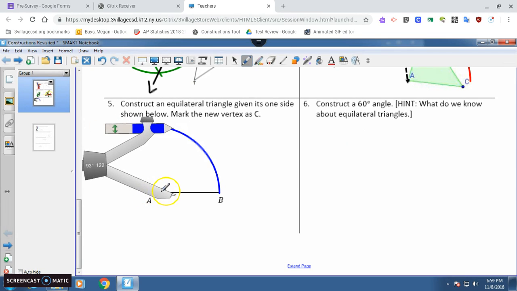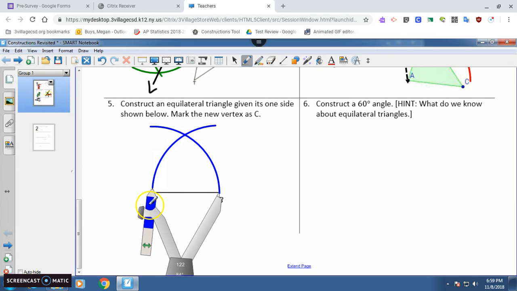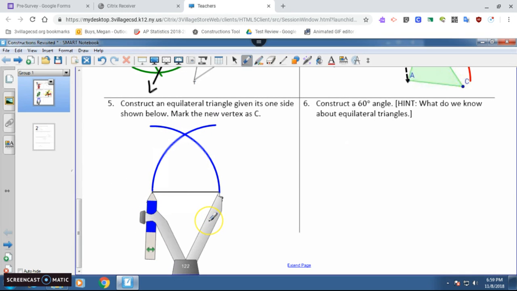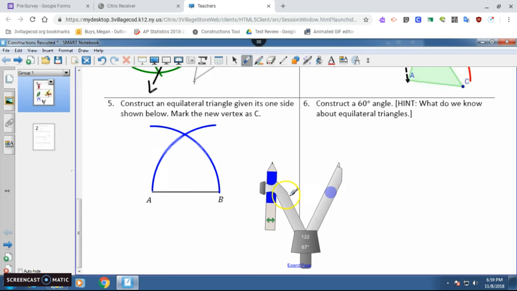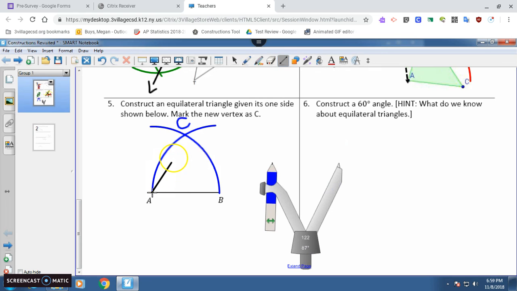Without changing the length, I want to go right over, clear piece at B this time. When I make this arc, you'll notice that it will connect all the way back to A because it's the same distance in between. And that means this point of intersection, that's the vertex known as C. And to take our straight edge, we're just going to line up points A to C and C to B. And that's an equilateral triangle, my friends.